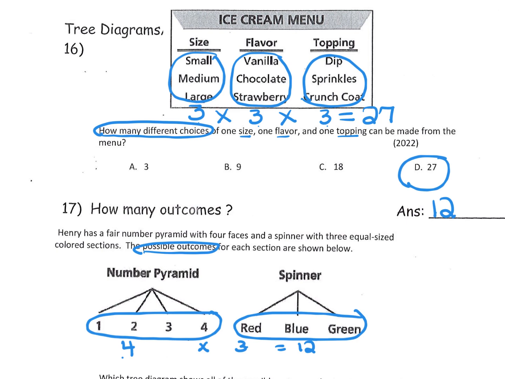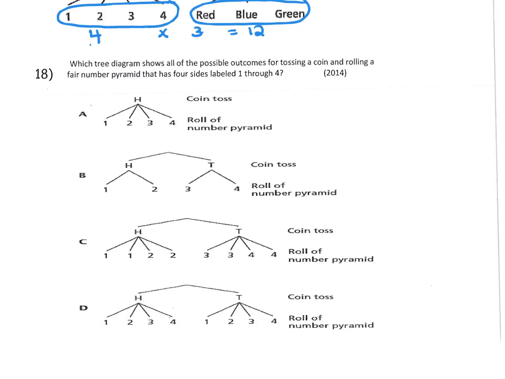And finally, let's look at problem 18. For problem 18, we're actually going to make a tree diagram. It says which tree diagram shows all the possible outcomes for tossing a coin, that's your first event, and rolling a fair number pyramid with 4 sides.